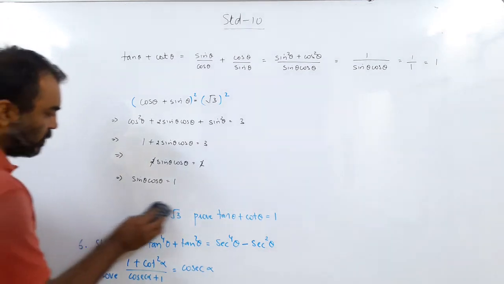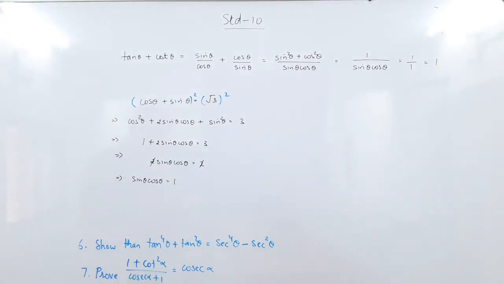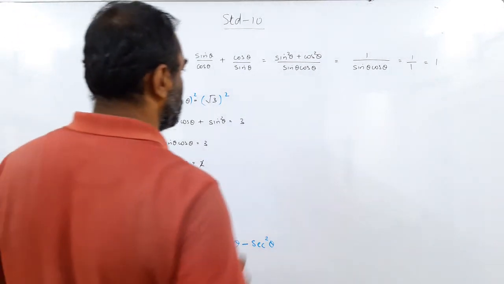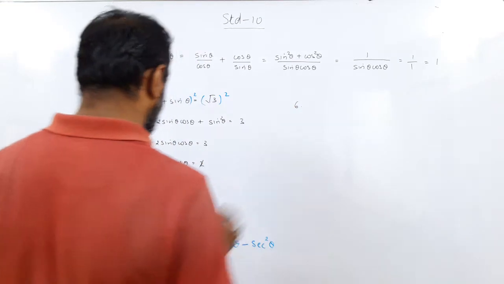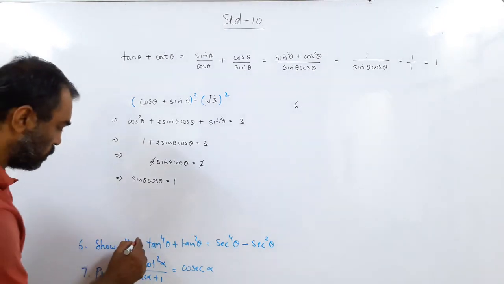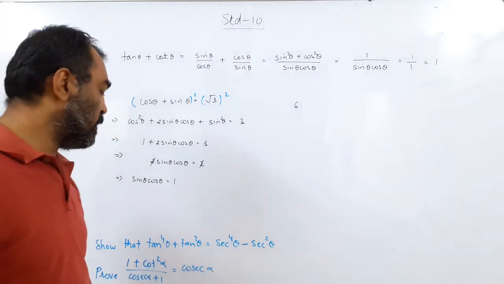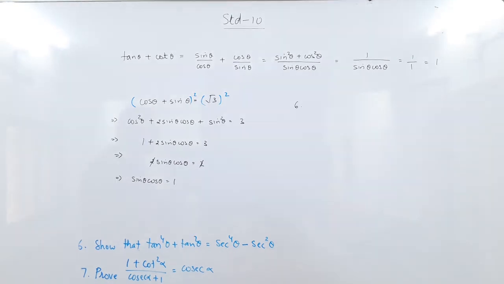Okay, so we are done with this sum too. Now the sixth sum. The very simple sum. Show that tan raised to 4 theta plus tan square theta is sec raised to 4 theta minus sec square theta. So now I hope this is very clear to you, you know the identity.